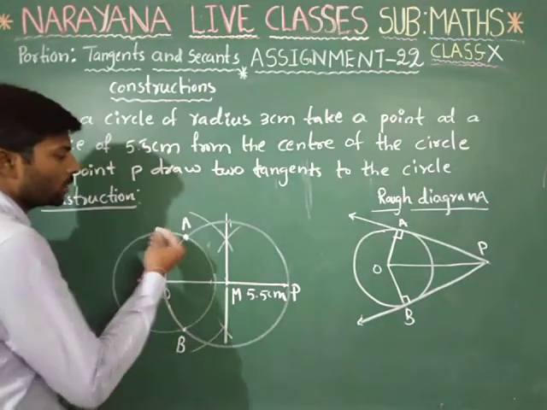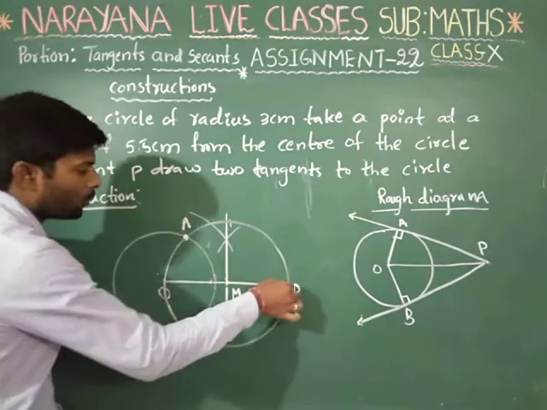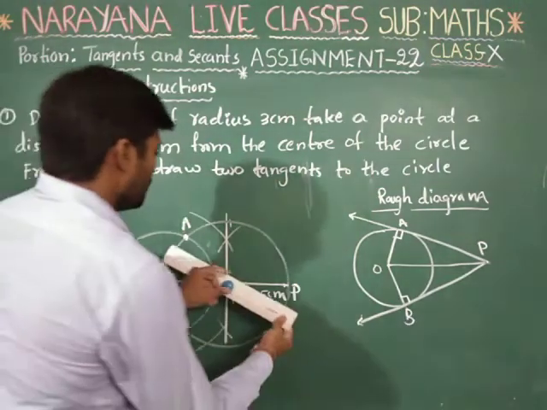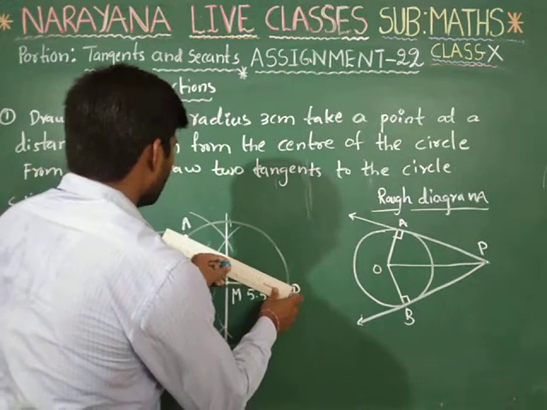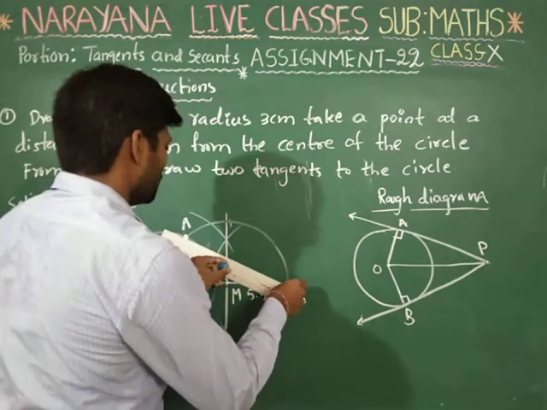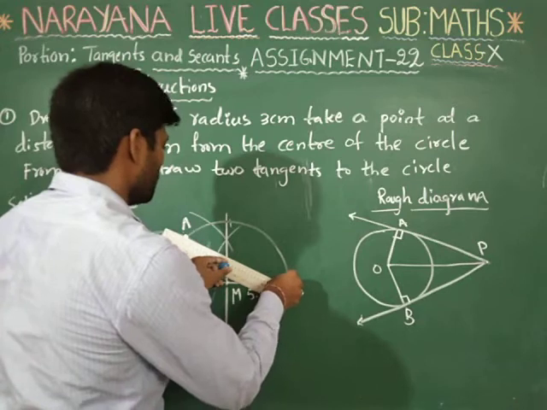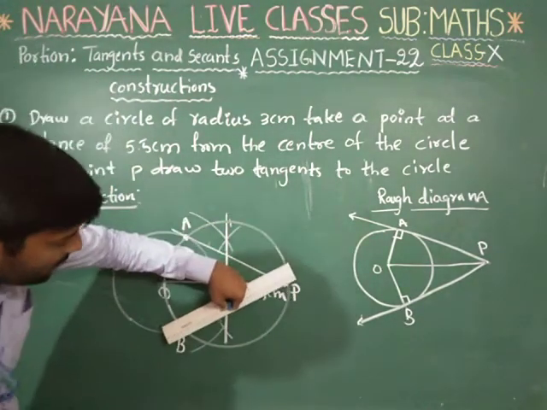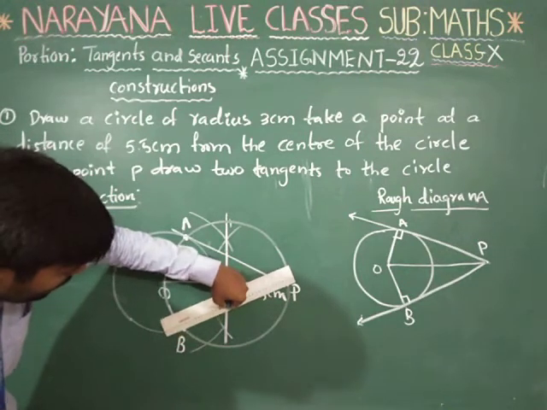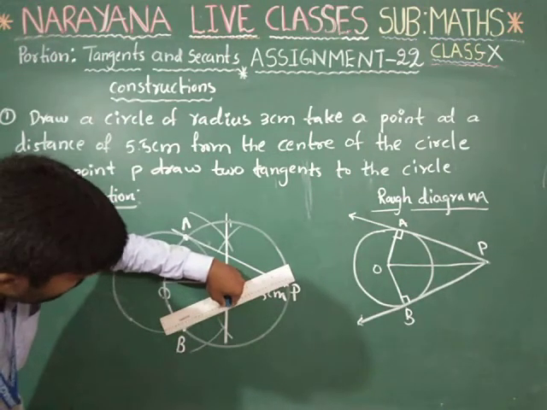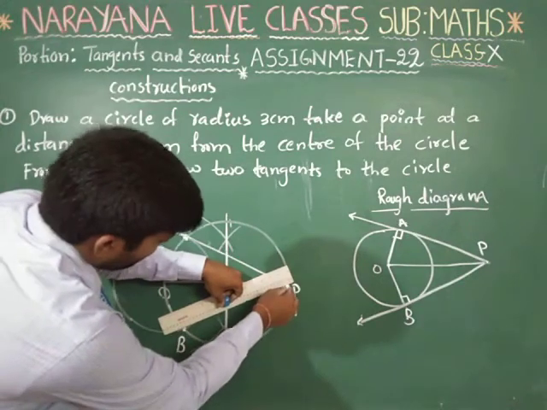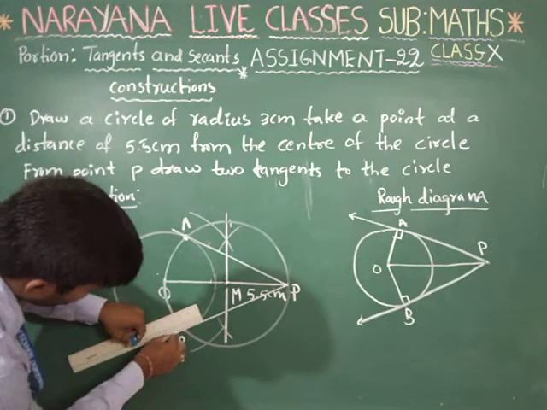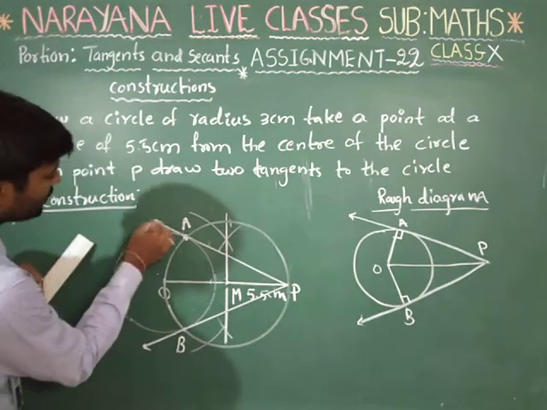Now you have to join P and A, and P and B. Let's join these two points to form tangents to the circle. This is one tangent, and then this is the next, joining P and B. Extend them somewhat. This is one tangent, and this is the next tangent.